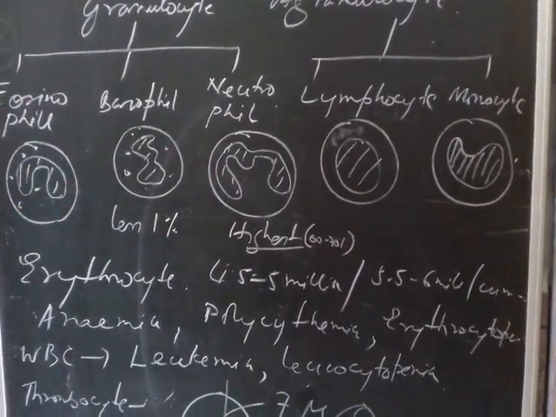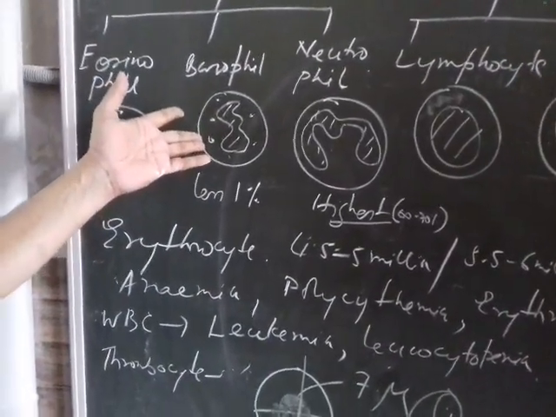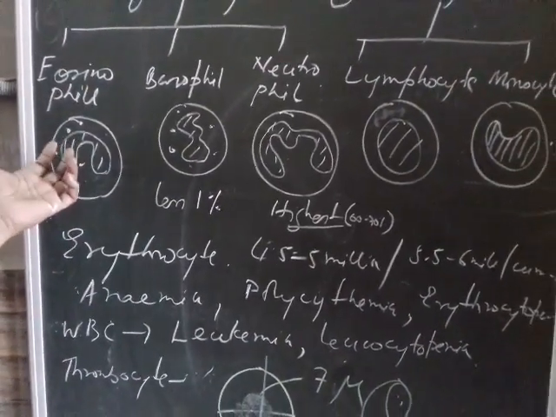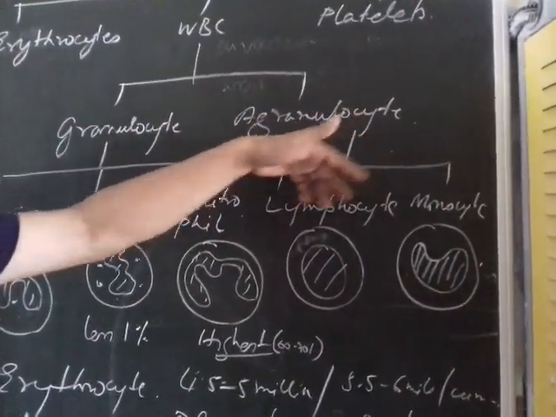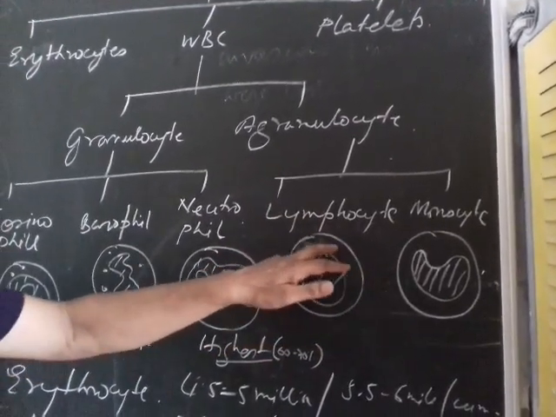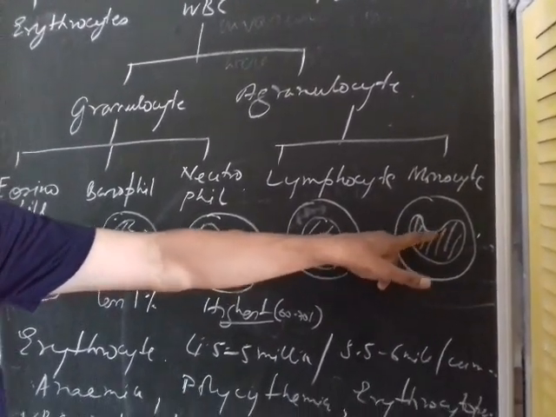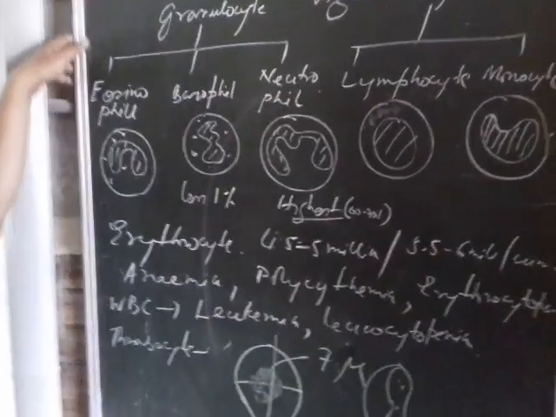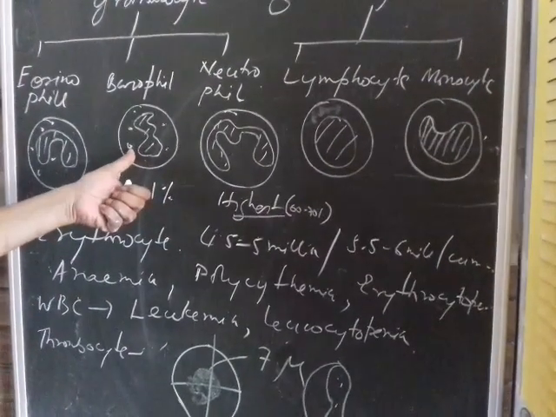And the main function of neutrophil is phagocytosis. Basophil produces histamine and serotonin. And eosinophil, of course, reacts to allergic reactions in the body. In agranulocytes, you have lymphocytes and monocytes. Lymphocyte has a circular nucleus with a very smooth cytoplasm. Monocyte has a slightly indented, horseshoe-shaped nucleus with a smooth cytoplasm. Now the highest number of WBC is the neutrophil and the lowest number of WBC is the basophil.